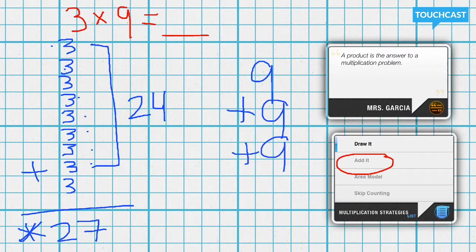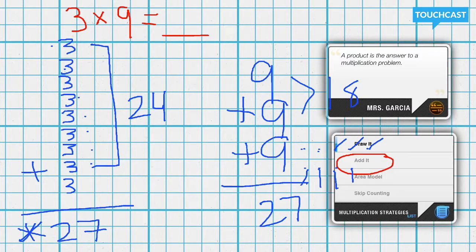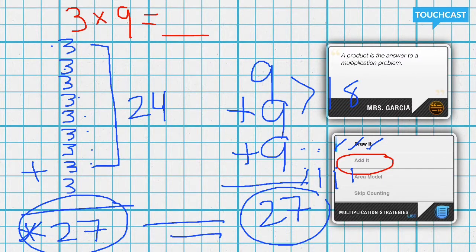Both ways are correct. So I know 9 plus 9 is 18. And I'm just going to count 9 more from 18. So I'll put 9 down here. 1, 2, 3, 4, 5, 6, 7, 8, 9. So 18, 19, 20, 21, 22, 23, 24, 25, 26, 27. So this is how I prove that 9 times 3 and 3 times 9 is exactly the same. They both are equal to 27.